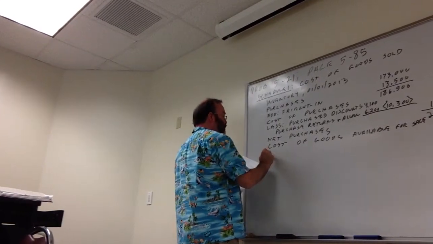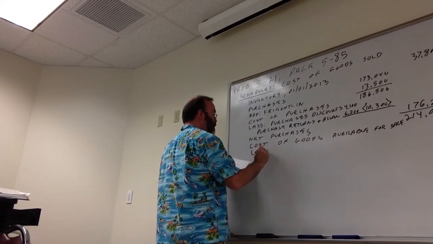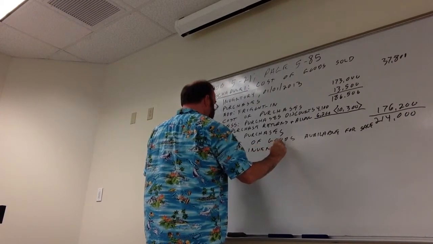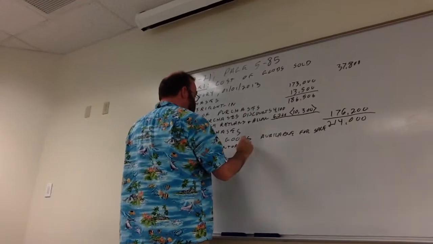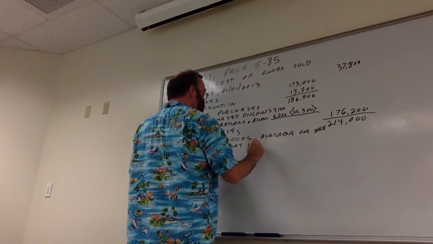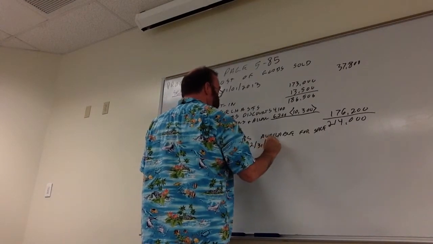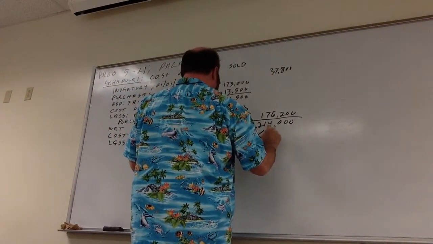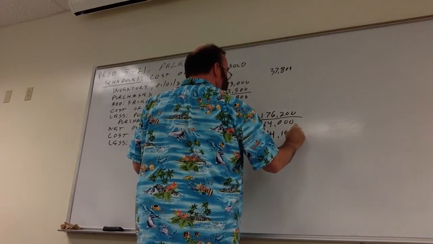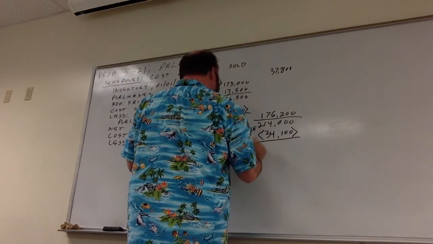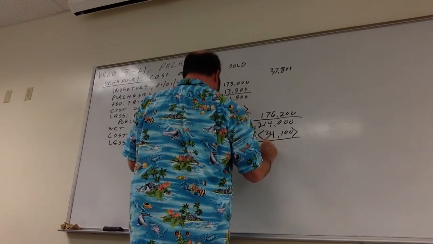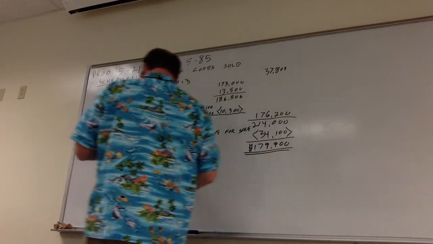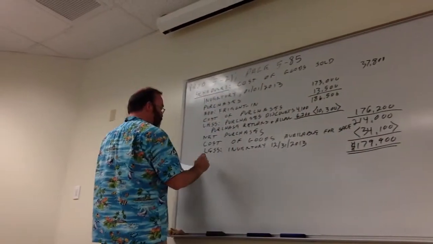From that, we're going to subtract ending inventory, $34,100, giving us $179,900 as our cost of goods sold.